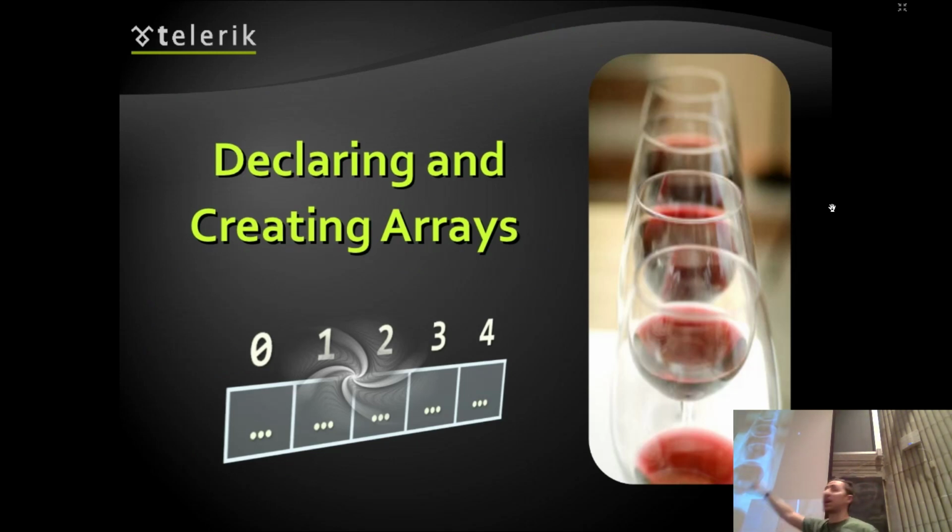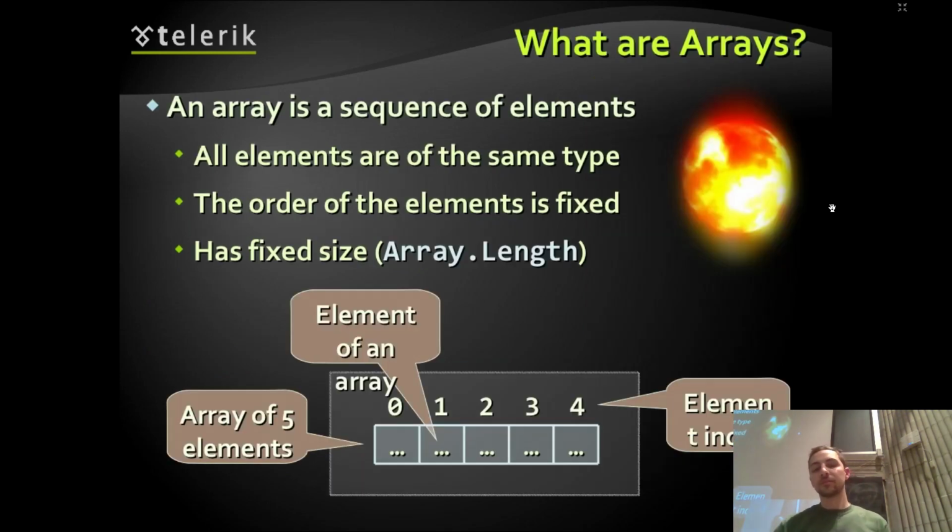Everybody should be familiar with this kind of notation. We've got a bunch of magical boxes in memory. They're accessed via indexes. This is an array of 5 elements. Anyone who thinks that arrays start at 1, raise your hand. At 1. Get out!